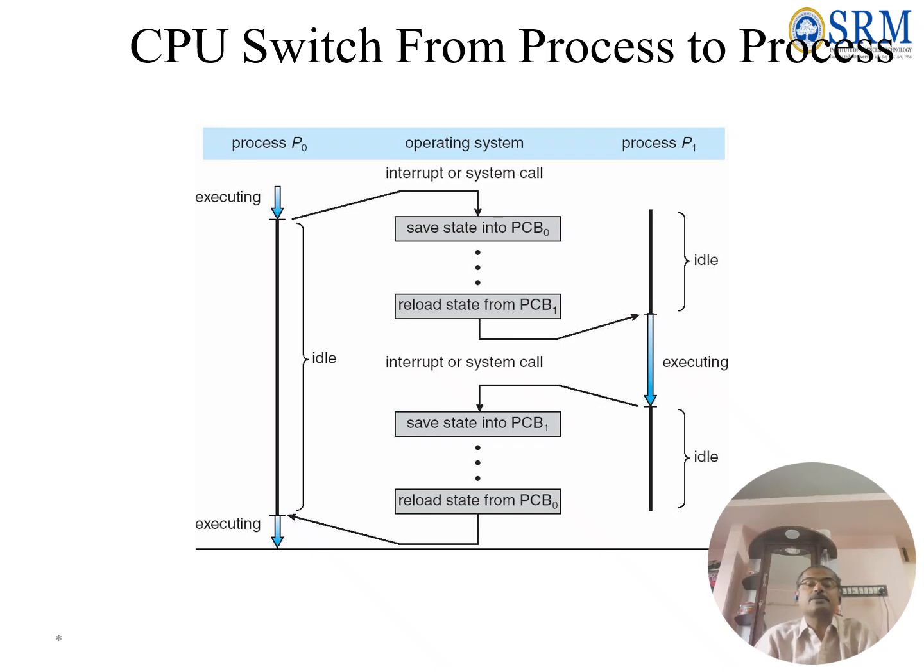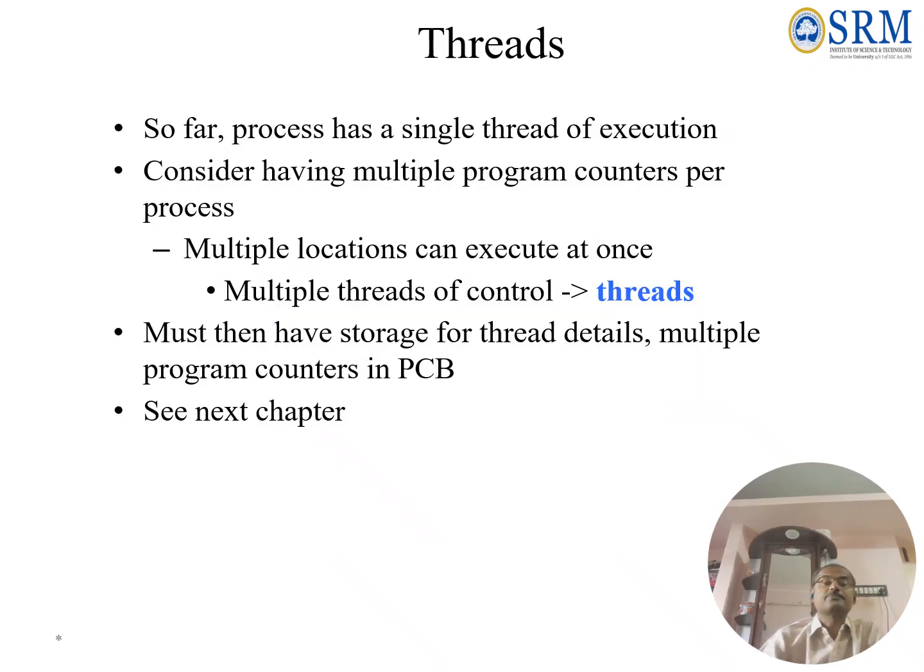Then process P1 will start executing. When process P1 wants to stop or an interrupt is given to stop, the values are stored in the PCB and control is switched back to process P0. Like that, the switch will happen from process to process. So this is one of the major works of the operating system.